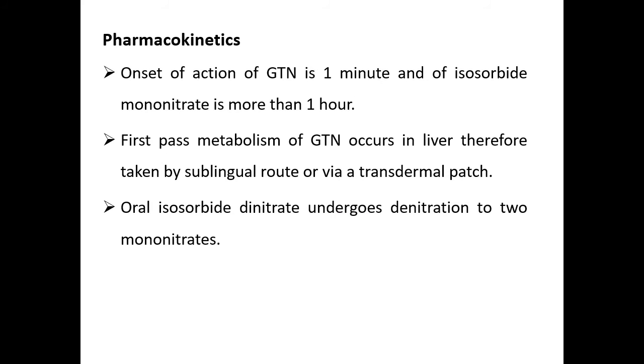Now coming to the pharmacokinetics of the organic nitrates. For GTN, the onset of action is 1 minute, and for isosorbide mononitrate, it is more than 1 hour. The first pass metabolism of GTN occurs in the liver, and therefore it is given by the sublingual route or by transdermal patch. Oral isosorbide dinitrate undergoes denitration to 2 mononitrates, and both have anti-anginal activity. So these are some characteristic features related to the organic nitrates.